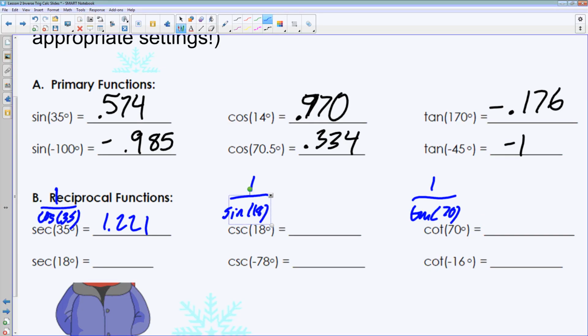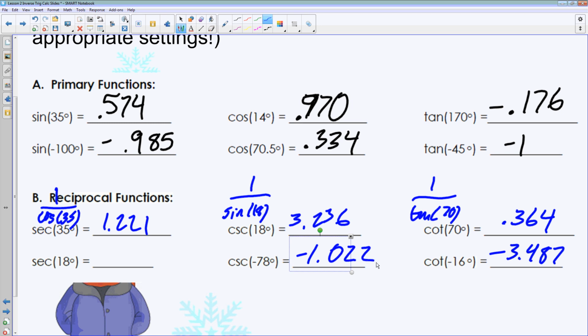I'm just going to put the answers in. Feel free to try them on your own. Make sure you get the same answers. And if you're not getting the same answers, double check that you are in the correct mode, which should be degree mode. So here are the final answers for that second section of the notes.